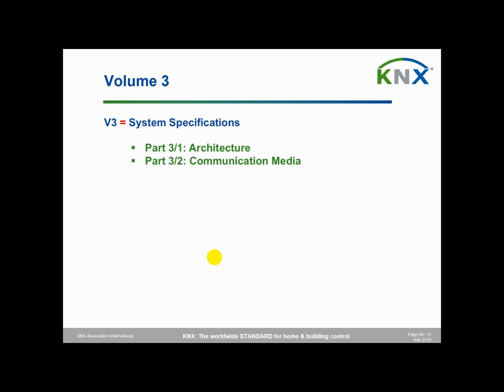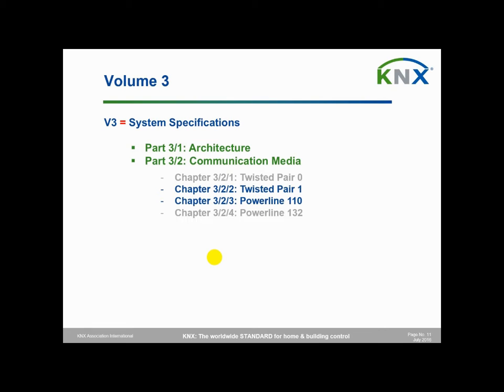Part 2 is about the communication media. There are in total 6 chapters here: Twisted Pair 0, Twisted Pair 1, Power Line 110, 132, Radio Frequency, and KNX IP. As you can see, 2 of these chapters are in gray. That means that those communication media are discontinued, so they are no longer further developed.